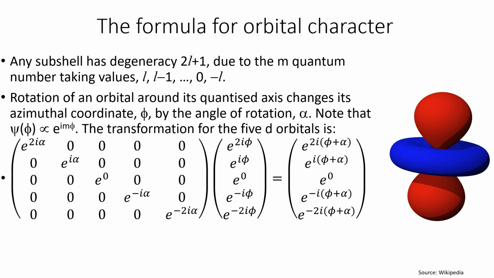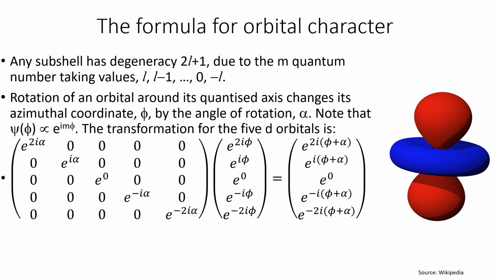First of all, if you look at the column vector just to the left of the equal sign, this represents the 5d orbitals, and it's representing them in terms of the azimuthal function, which is the function e to the im phi. So what we've got up there is e to the im phi for the 5 different values of m. Remember, m goes from plus L to minus L, so it goes from plus 2 to minus 2 in integer steps. At the top we've got e to the 2i phi, and at the bottom we've got e to the minus 2i phi. And of course it goes through 0.